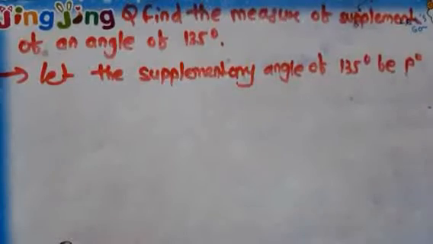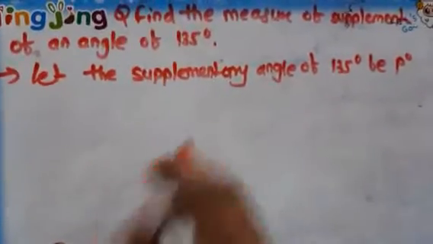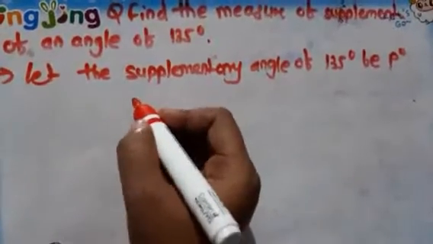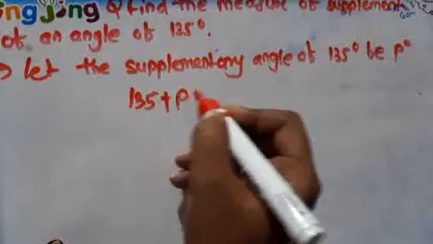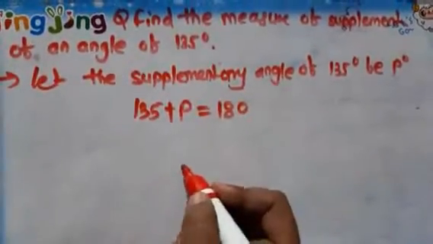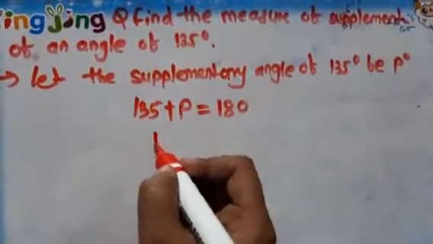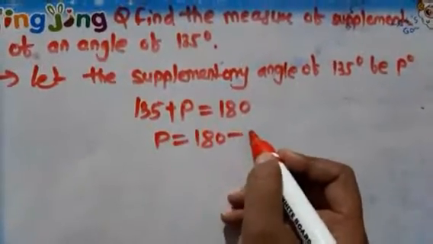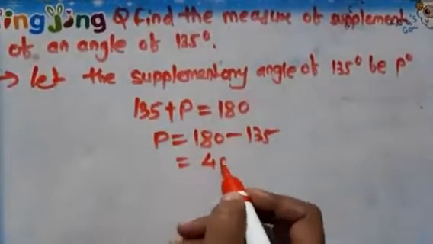Let the supplement of angle 135 be P degrees. As they are supplementary, the addition will be 180 degrees. The first angle is 135, which they have given, and the second angle we assumed as P degrees. Their addition will be 180. To find the value of P, we shift 135 here. So P will be equal to 180 minus 135, which is 45 degrees.